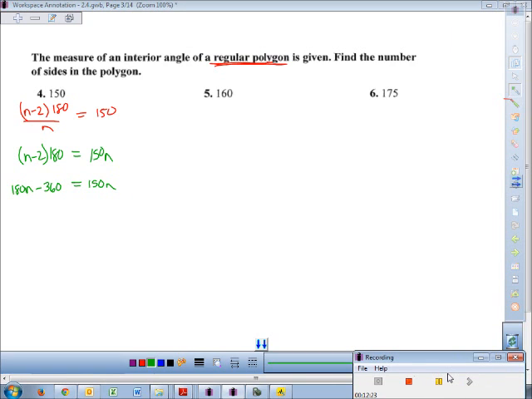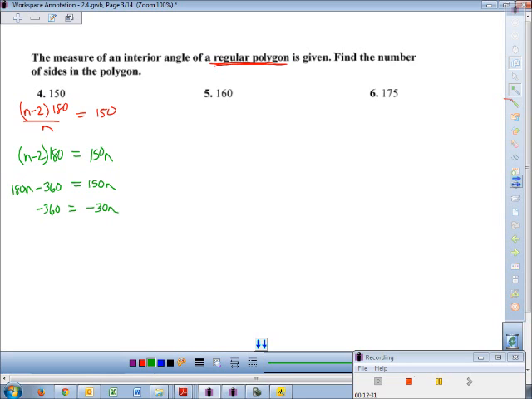Next move. What would we do since we want to solve for n? What's our next move? Subtract 180n. So wouldn't a negative 360 come down when we do that? 150n, take away 180n. How much n? Negative 30n. And it's starting to look nasty. We got all these negatives. Negative, negative. Should n come out to be negative?